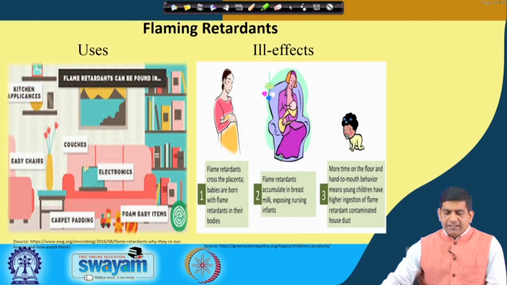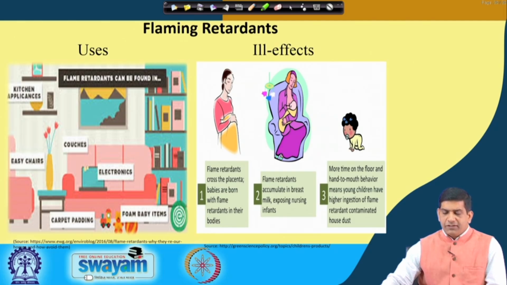Flame retardants are essentially used to retard the flame, as the name suggests. So any equipment or anything which gets heated up, where we are worried about things catching fire, we have flame retardants there. So we'll have electronics, carpet padding, foam baby items, chairs, kitchen appliances. So anything where, if there is any fire, it should get retarded. It should not propagate. We use flame retardants.